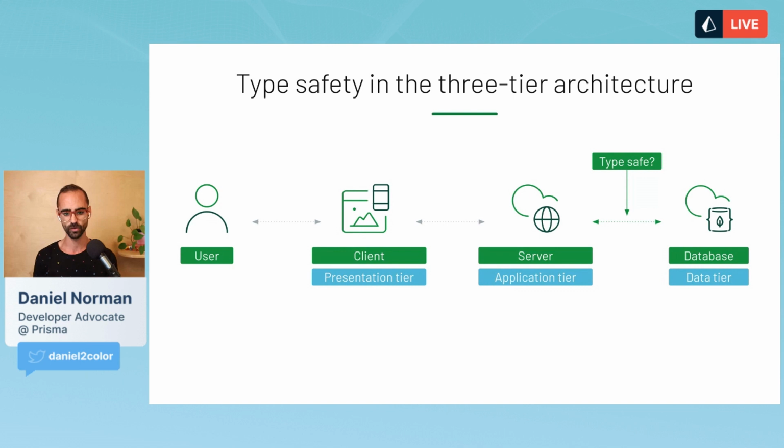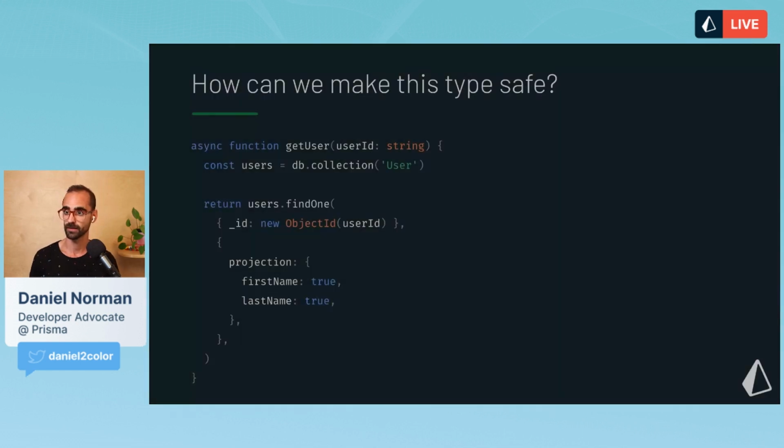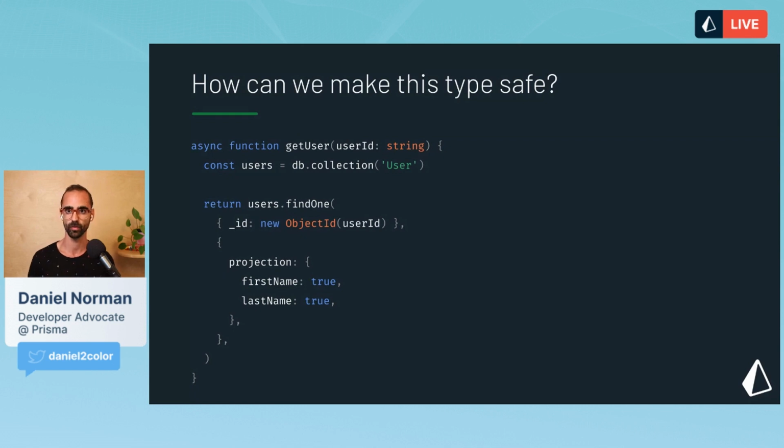But since most of the database interactions are encapsulated in the server, in the application tier, what would it look like to introduce type safety there? Let's go back to the code sample that we looked at before and see how this might work if we were to add type safety. Let's say we wanted to take this function that finds a single user's document and then returns the first name and the last name.